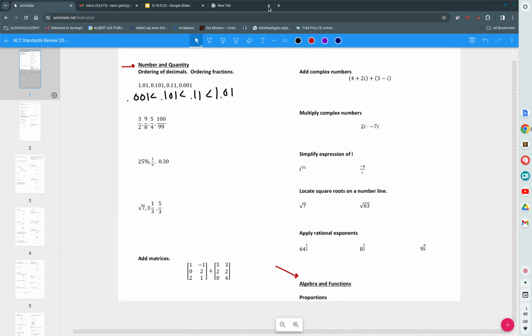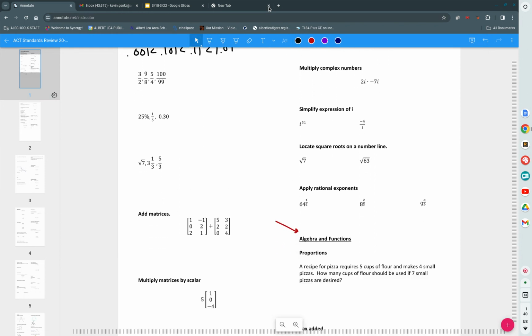Should be able to compare fractions. Notice that these fractions do not have common denominators. If you want to compare them, sometimes it's easier to write them as a mixed number. For example, 100 over 99 is 1 and 1/99, whereas 5/4 is 1 and 1/4. 9/8 is 1 and 1/8. 3/2 is 1 and 1/2.